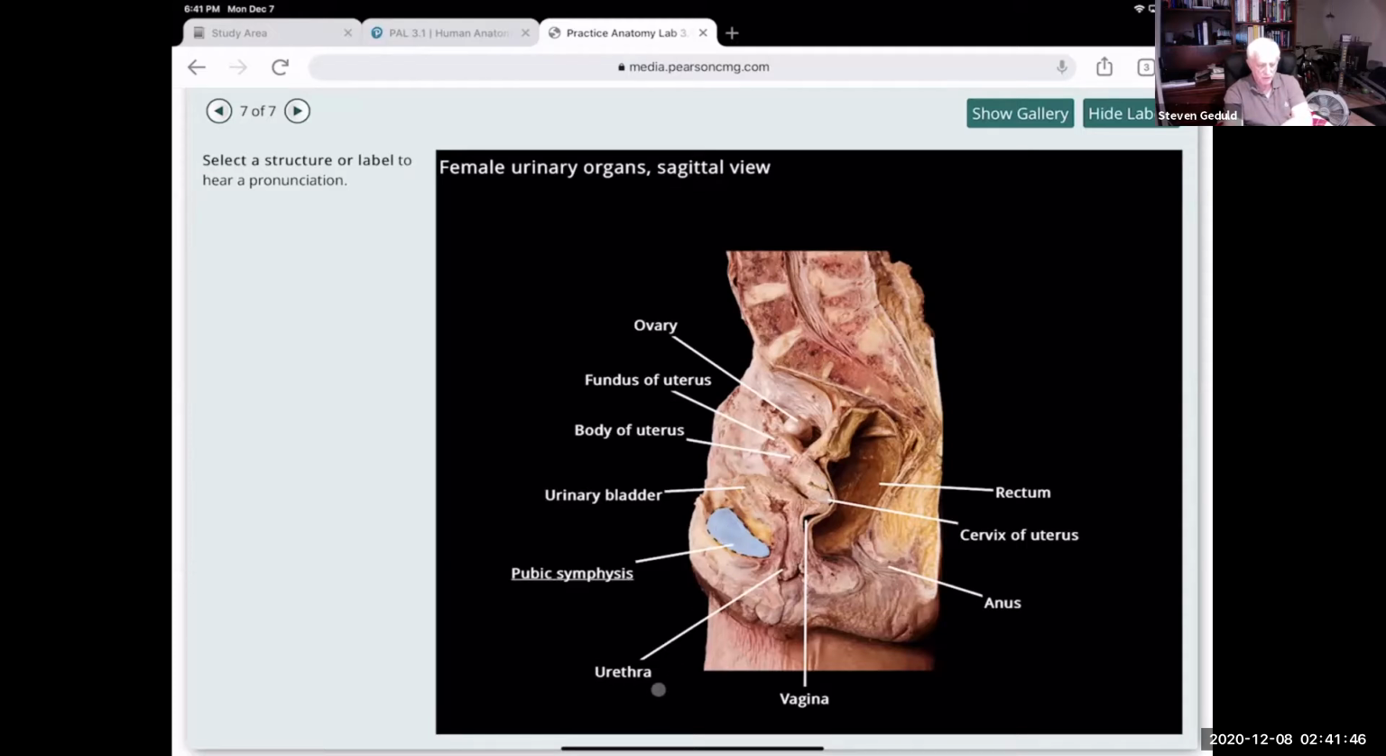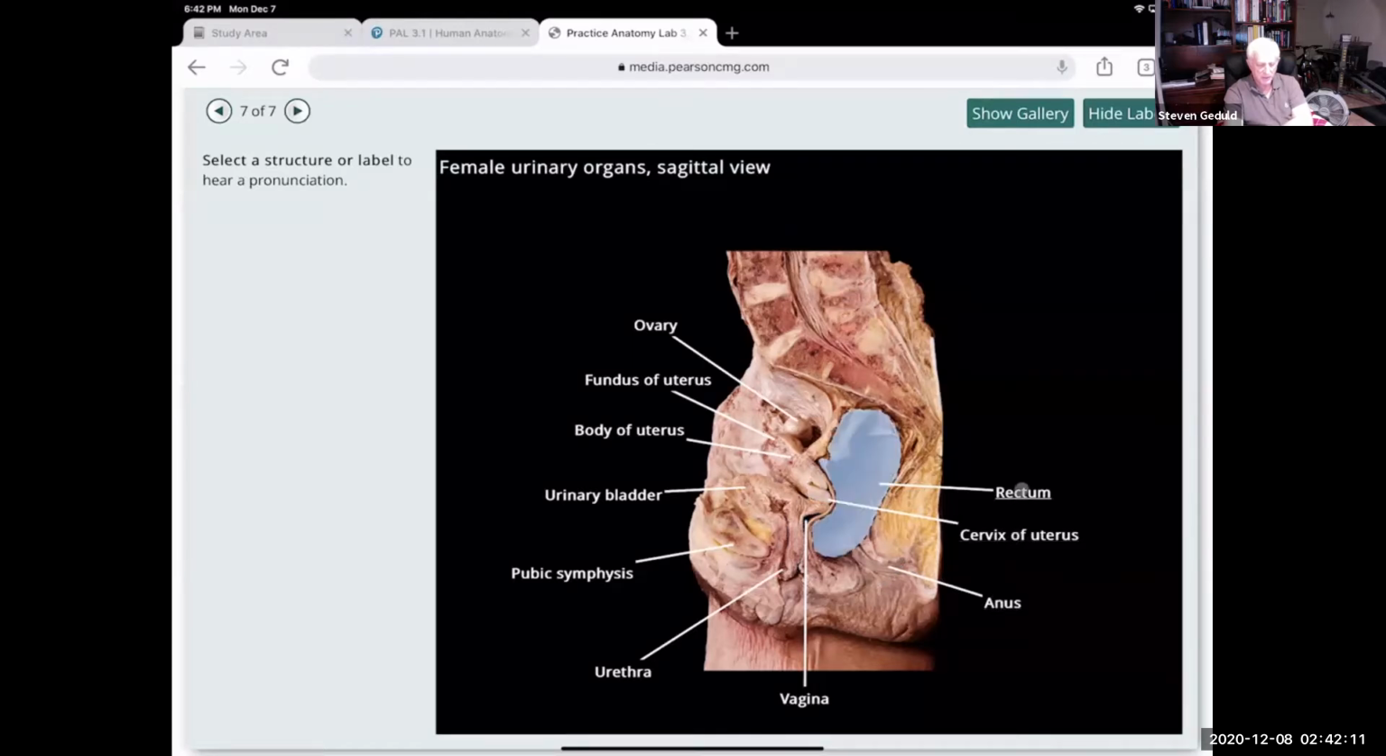Then you have your urethra that runs from the vagina. We can't get it right here, but this is your urethra. The urethra runs from the vagina, which is right here, down to the external orifice. Here's the vagina, right there, and there's your urethra that runs to it. Vagina goes from there. Then the anus, then the cervix of the uterus we talked about, and then the rectum.